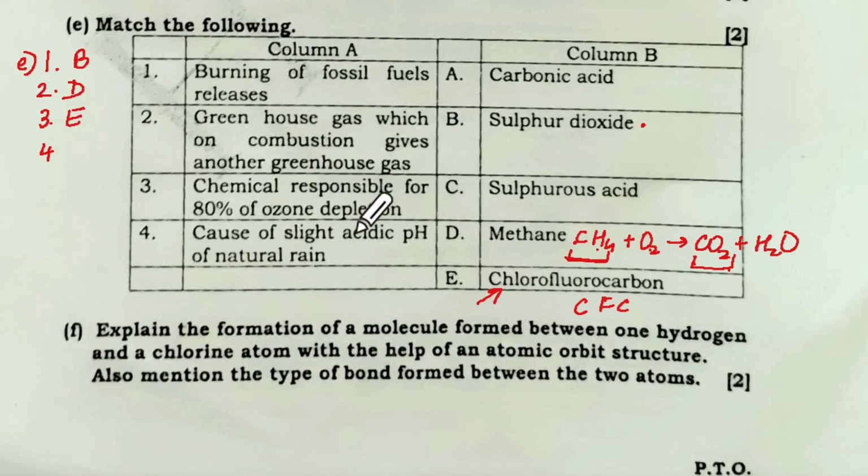Then, causes some slight acidic pH of natural rain. So sulfur, this carbonic acid, slight acid pH of natural rain. Natural rain has carbonic acid, no? So this will be A.